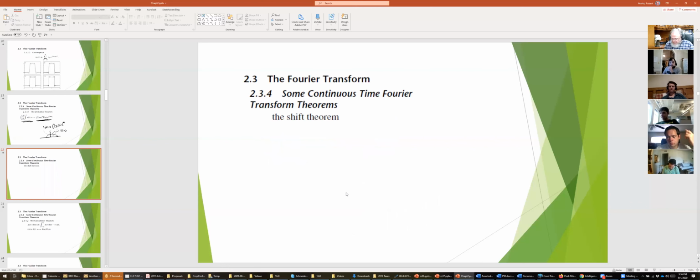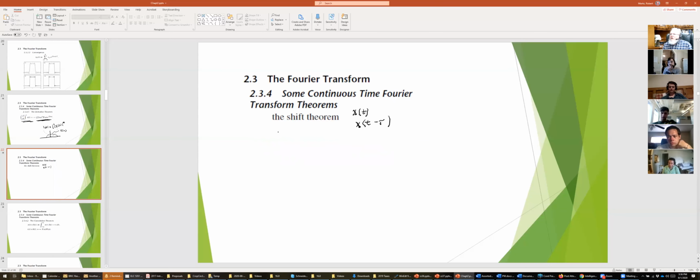Let's look at the Shift Theorem. The Shift Theorem is kind of interesting. The question is, if you listen to a recording today, say x(t), and then you listen to the same recording tomorrow, say x(t − τ), where in this case τ is 24 hours, you'd expect the spectrum to be the same, wouldn't you? It's the same song, but it's just delayed 24 hours.